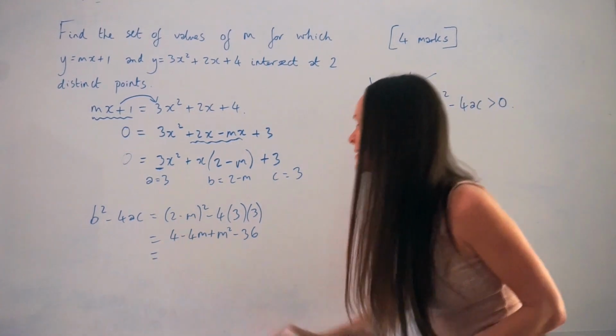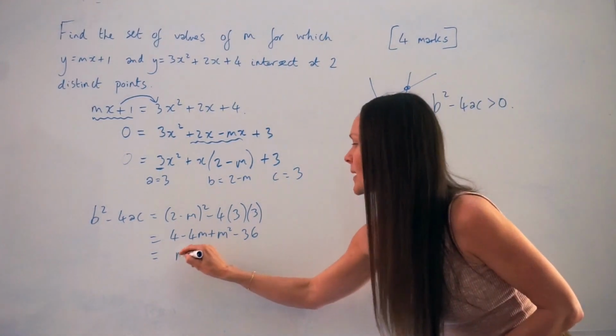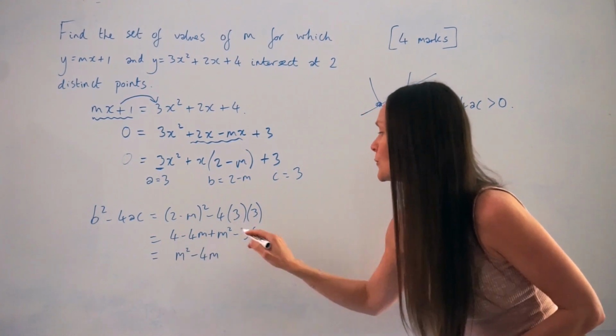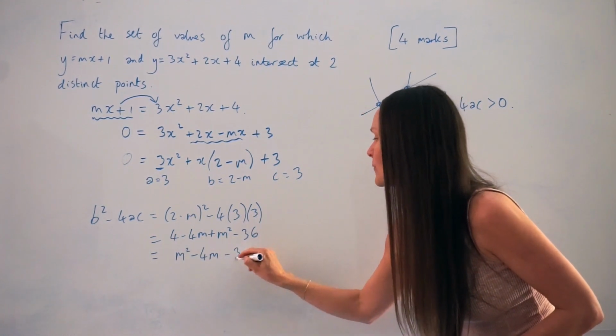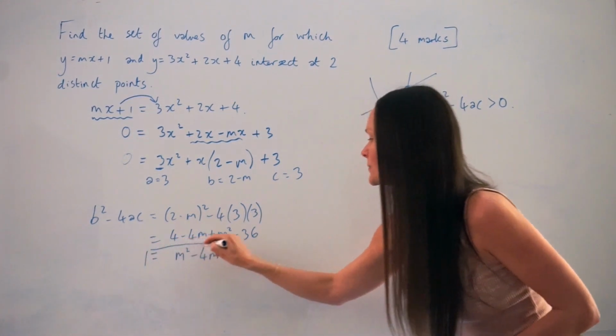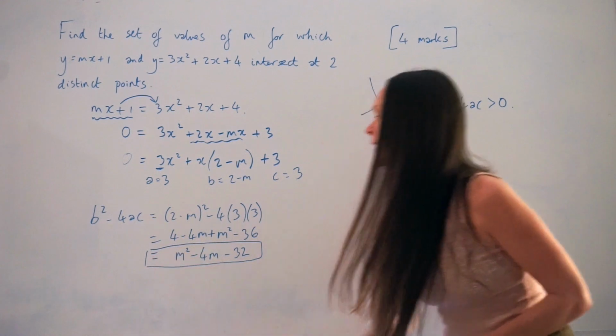Okay, one more step to simplify. So I've got m squared minus 4m, doesn't change. And then if I do 4, take away 36, I'm left with negative 32. So this is the discriminant. Okay, so we've worked that out.